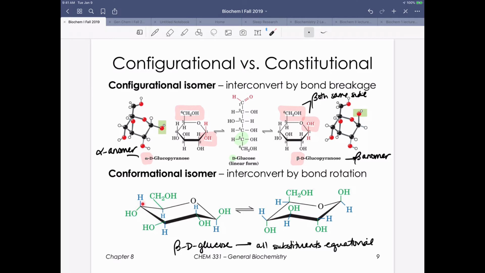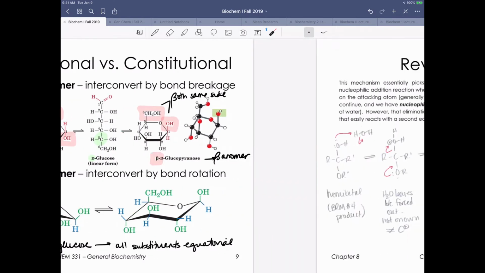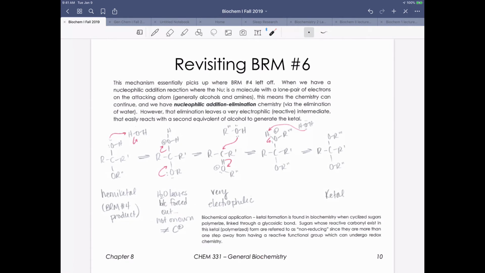If we were to switch these two groups, we would get the C4 epimer, which is galactose. So again, those are two that you need to know. Then we talked about additional chemistry that can happen. Once you're at either a hemiacetal or a hemiketal, you can have a second equivalent of alcohol that comes in, reacting with this carbon, which would be equating that to the anomeric carbon for our cyclized sugars. And this is how we can polymerize sugars.